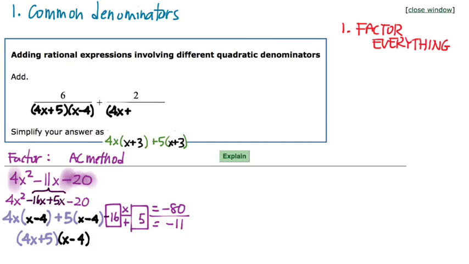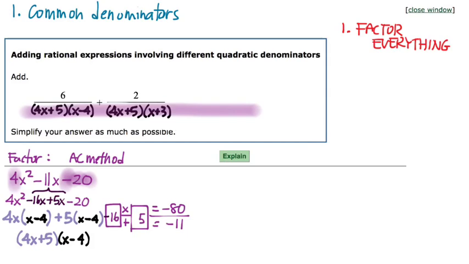And there's something a little bit reassuring about this, because now looking at my original two fractions in this new way, what do you notice that might actually help us? The 4x plus 5 is a common factor in both denominators. So we can use that. Now that I've factored everything, I'm not stuck with all 4 of these factors multiplied together as my new common denominator. Instead, what common denominator can I shoot for in this example?